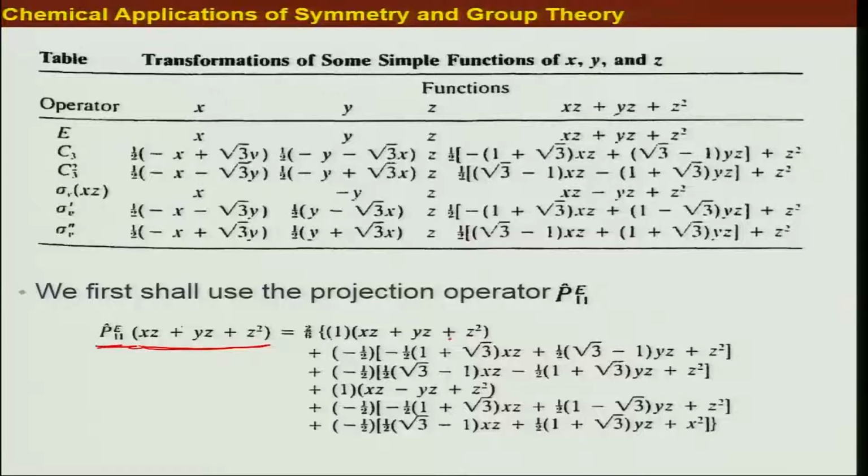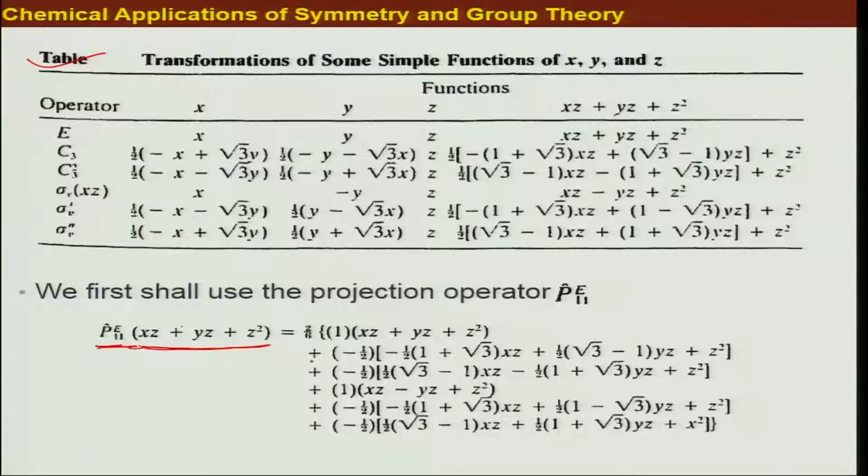So next step you have to go to the next operation, that is say C3. Here on this table you have all the transformation properties of x, y and z axis upon these symmetry operations for C3v. These are the transformation terms, and at the end you have the overall transformation of the function xz plus yz plus z square. You can verify this table yourself, and I will suggest you to do so.